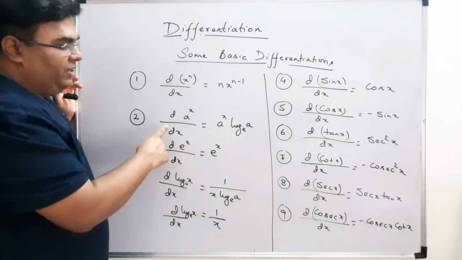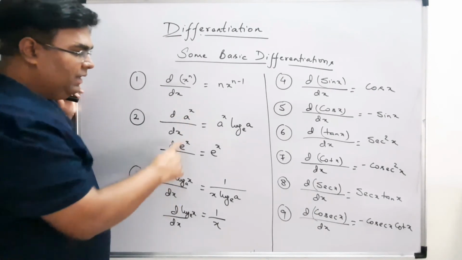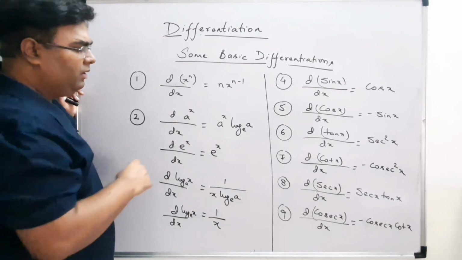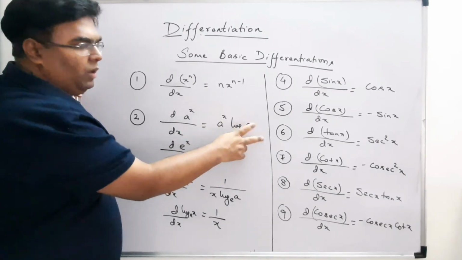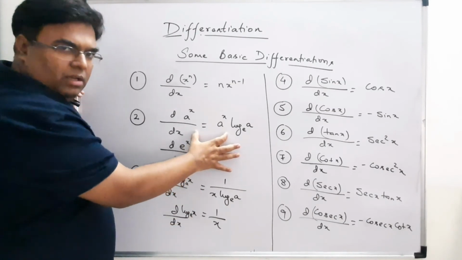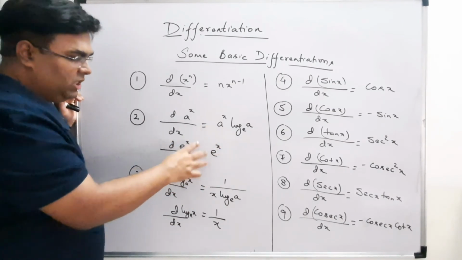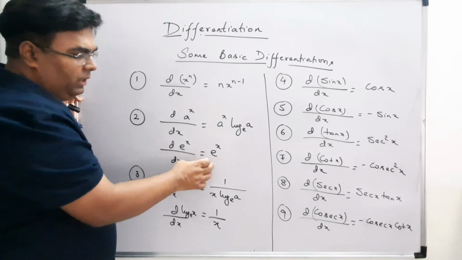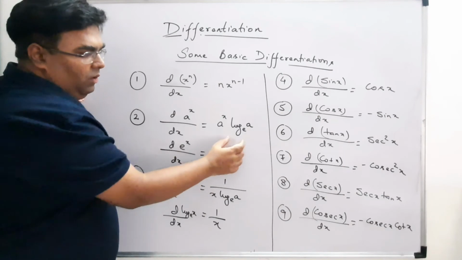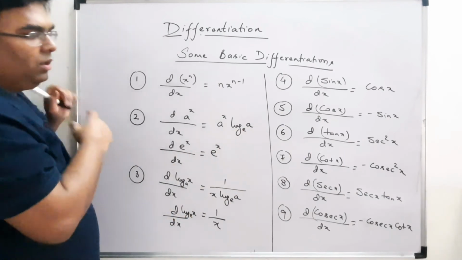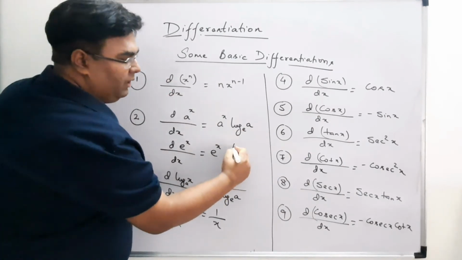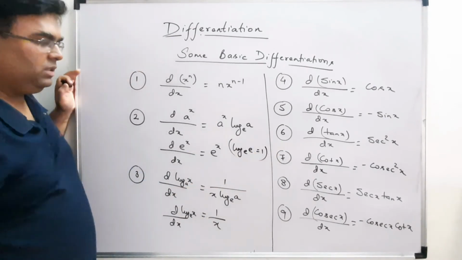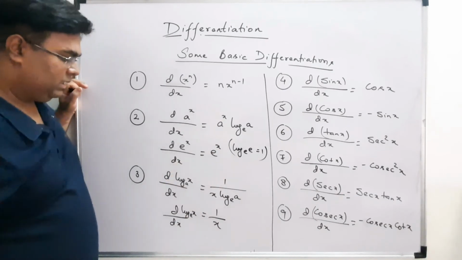Then differentiation of a raised to x. The condition here is that a should be greater than 0, right? So it is a raised to x log e a, and for the specific case when a is equal to e, this will become e raised to x. Why? Because log e e will be equal to 1. That's why it is only e raised to x.